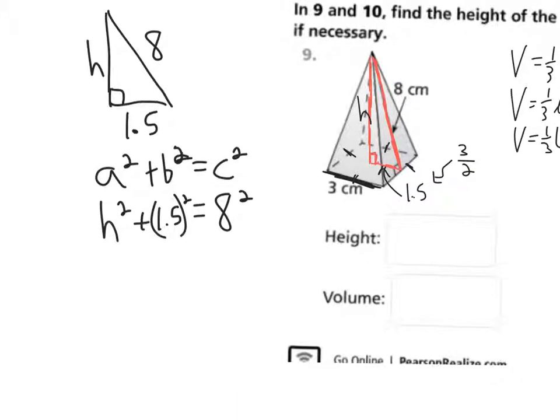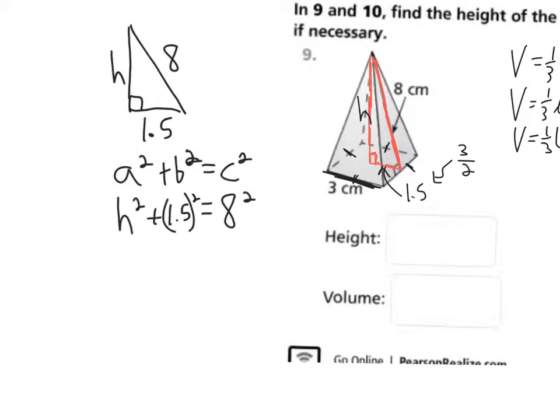And then 1.5 would be the other leg of our triangle. And now we need to just work this out and figure out what h is equal to. So first thing, let's square some numbers here. If we square the 1 and 5/10, we get 2 and 25/100, 2.25. And then we square the 8, which is 64.